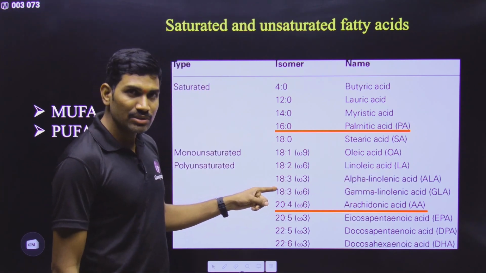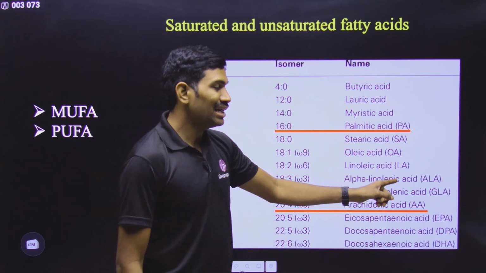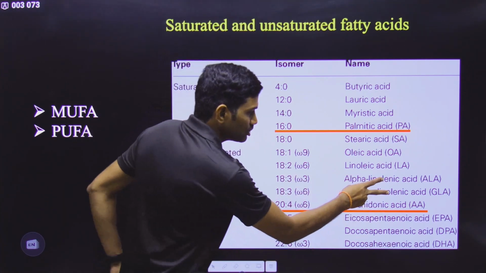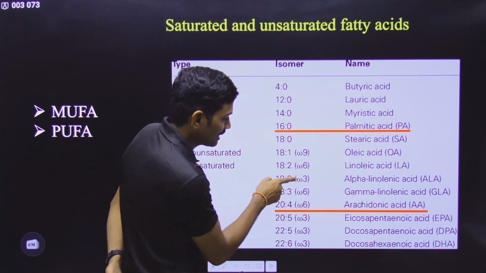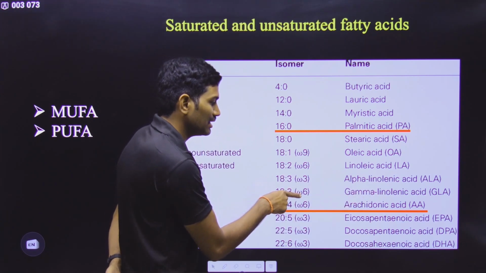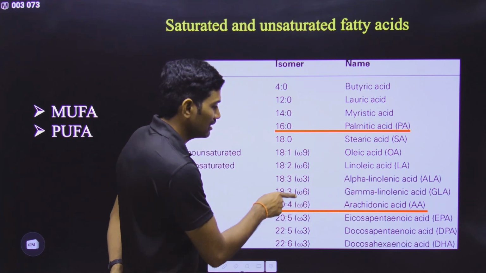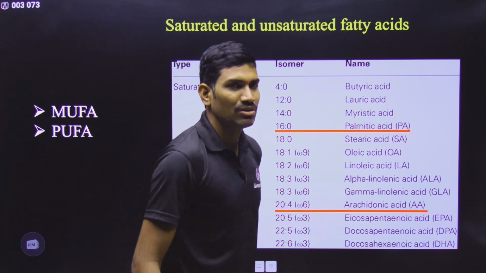Then 18 carbons are present, but three unsaturations are present. It is called linolenic acid. Even though these are linolenic acids, again based on the position of the double bonds, it may be omega 3 or omega 6. If it is omega 3, it is alpha linolenic acid. If it is omega 6, it is gamma linolenic acid.